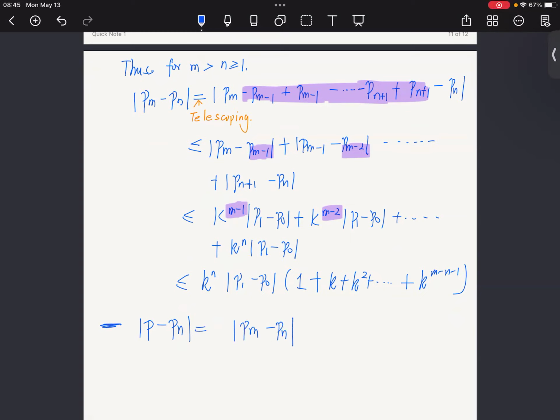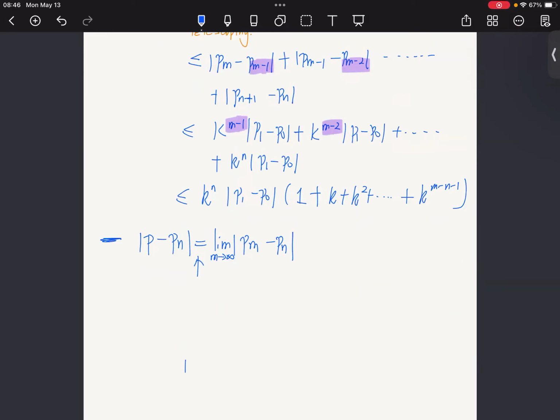These are the solutions, the things we have in the previous steps. We estimate the difference between two arbitrary items in the sequence. But now I'm going to take the limit as m tends to infinity. And there's an equal sign here because p_m is also one item in the sequence.